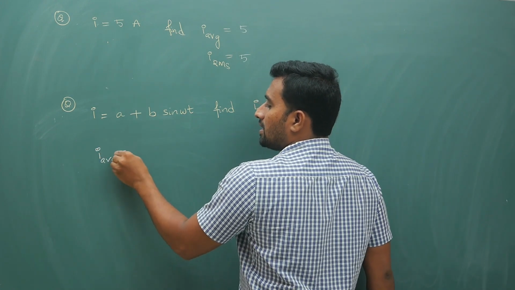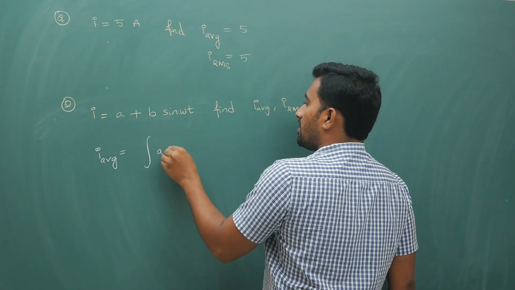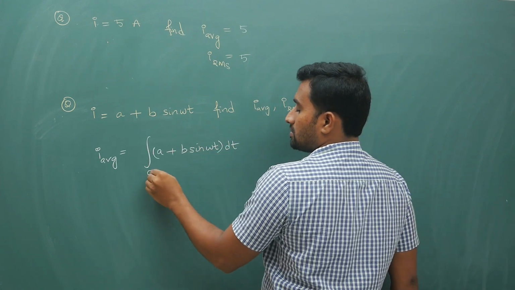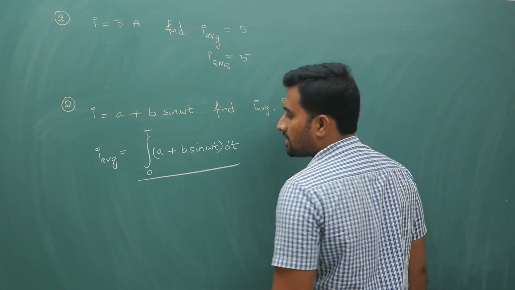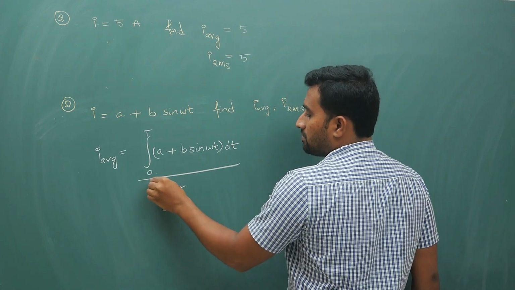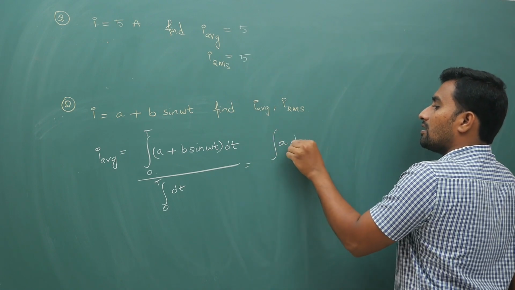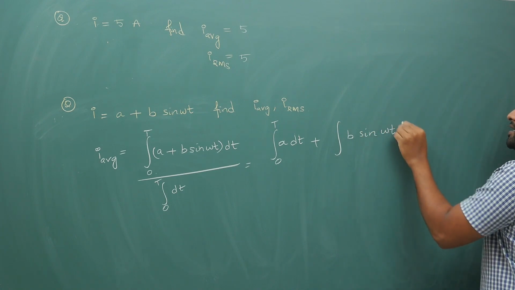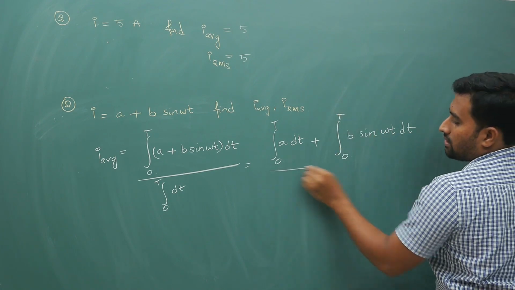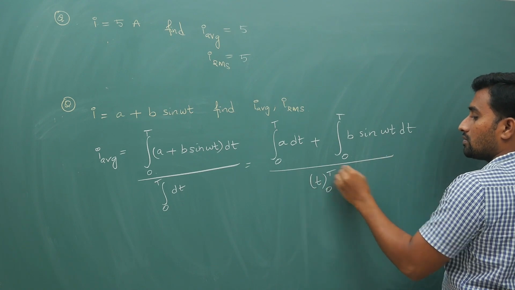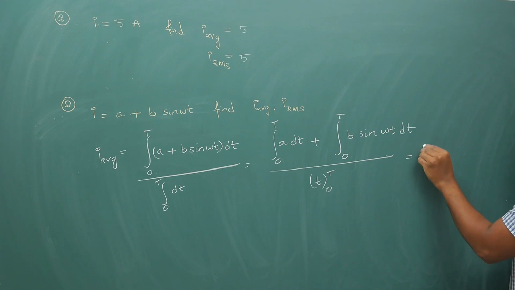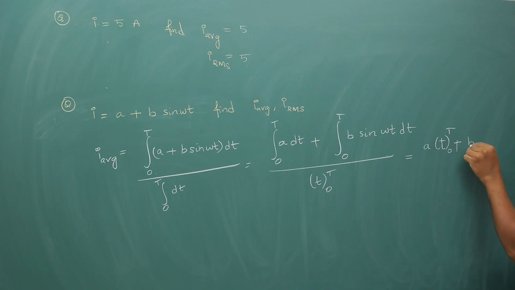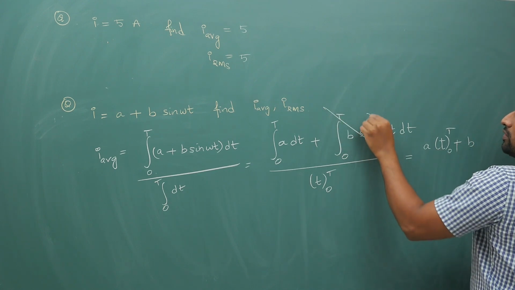Your I average value is the integral of A plus B sin omega t dt from 0 to T for the full cycle. If nothing is mentioned, consider the full cycle, integral dt from 0 to T. That is equal to the integral of A dt from 0 to T plus the integral of B sin omega t dt from 0 to T. The integral of dt is T from 0 to T, so that will become A times (T minus 0) plus B times the integral of sin omega t. For the full cycle this value is 0.